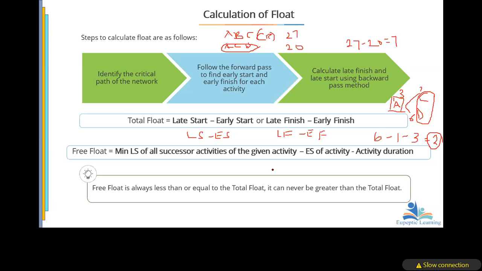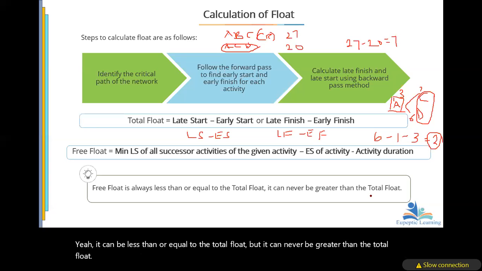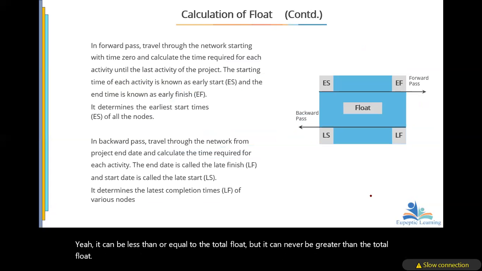Calculate the float of a particular path, then you're going to take the duration of that path and subtract it from the critical path. So that is basically it. So now let's look at this here. Now, free float is always less than or equal to the total float. It can be less than or equal to the total float, but it can never be greater than the total float.